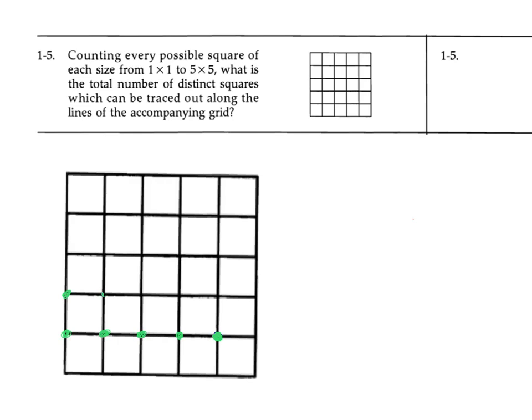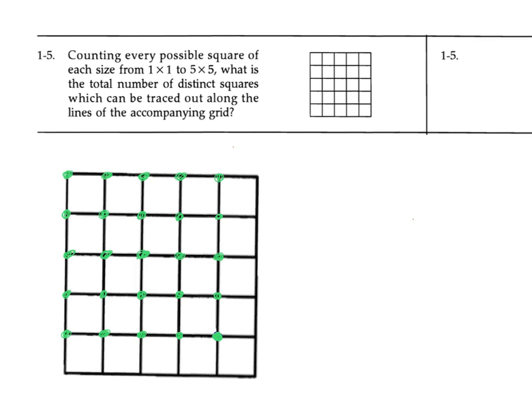So everything I'm highlighting here could be the upper left corner of a particular square, of at least one square. And the reason this makes the problem more manageable is we're going to quickly be able to count the number of squares that have certain intersections as the upper left-hand corner.